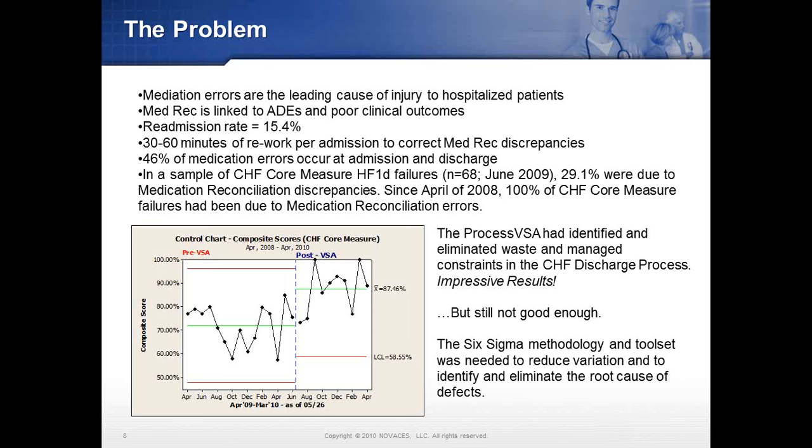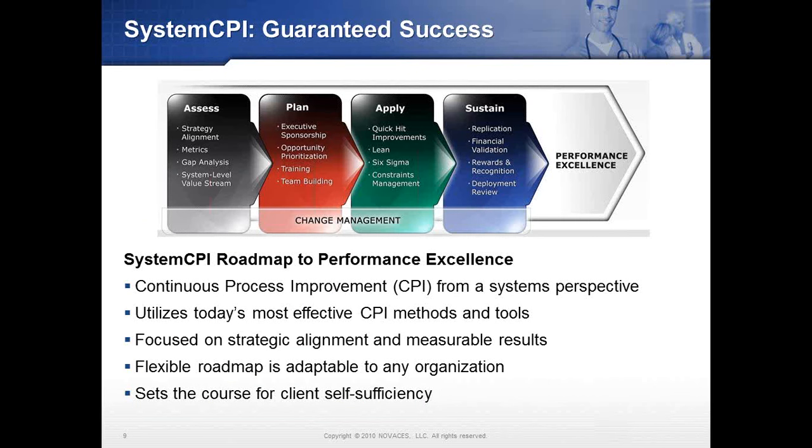We did great. This team had been working for 2 years to improve this process, and for the first time ever, they were up into the quartile that they needed to be in for HF1D. But it was still not good enough. They needed to eliminate the root causes of MedRec defects, and that could only be done through the Six Sigma tool set. So what is System CPI?